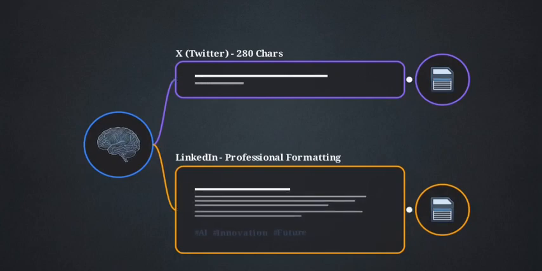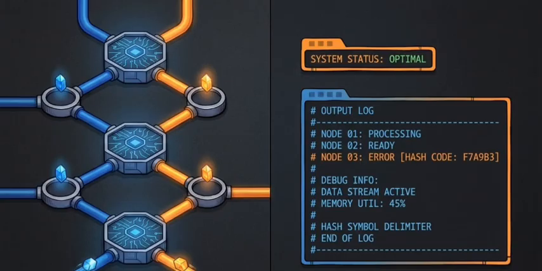We then run a parallel logic process for our second output, taking that exact core idea and optimizing it for LinkedIn. On this split-screen UI, notice the contrast. LinkedIn instructions require structured line breaks and metadata hashtags, creating a professional, long-form post alongside the short-form copy.